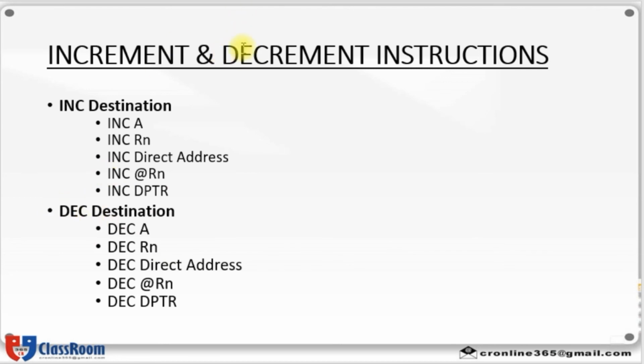Decrement, first 3 letters DEC. DEC A: decrement the contents of the accumulator by 1. Decrement the destination by 1. Here no flags are affected. Then DEC Rn: decrement the contents of register Rn by 1. Decrement the contents of a direct address by 1. Decrement the contents of the address found in register Rn by 1. Decrement the contents of DPTR by 1.